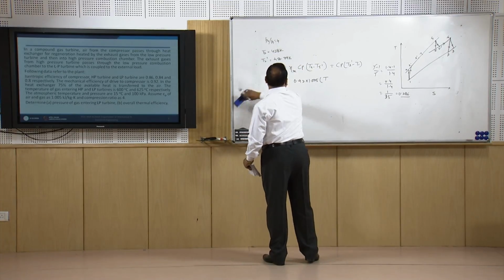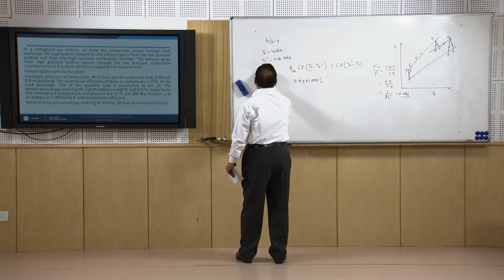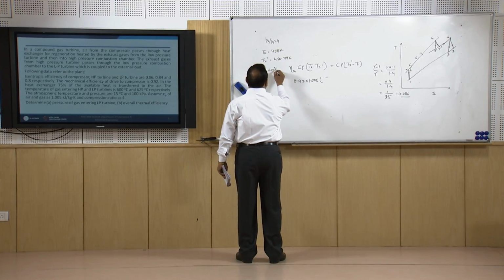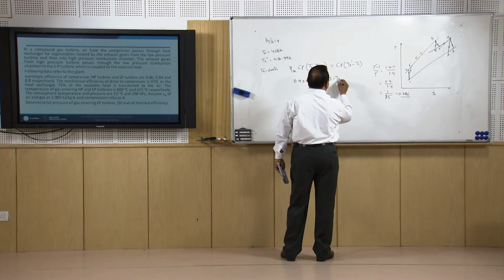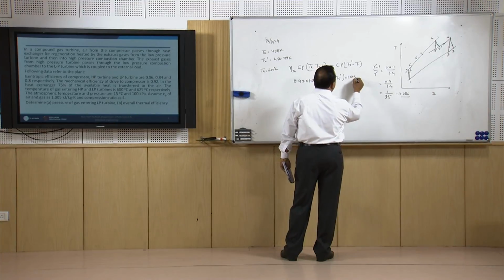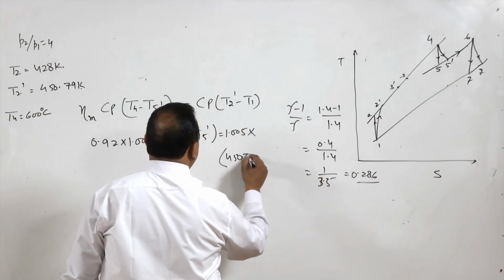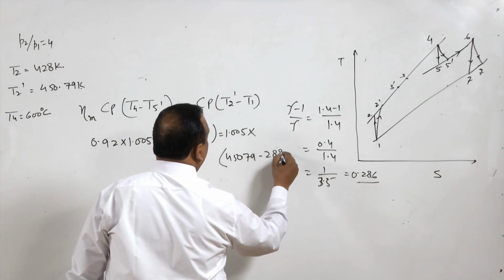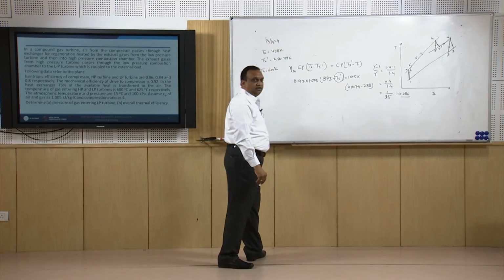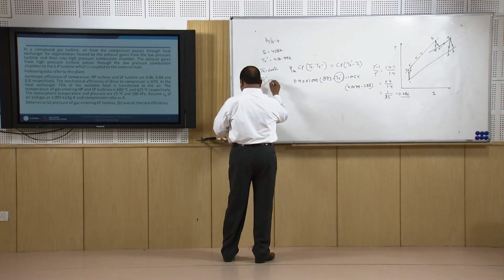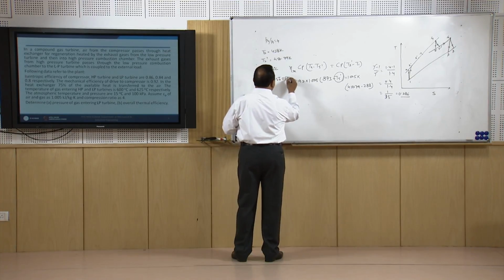T4 is how much? It is given here maximum temperature T4 is 600 degrees centigrade. So, 873 Kelvin minus T5 dash is equal to 1.005 multiplied by T2 dash is 450.79 minus 288. From here we will get the value of T5 dash. So, T5 dash is 756.05 Kelvin.